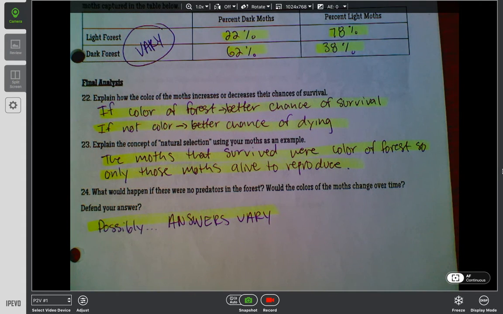If a light moth is dead, it literally cannot reproduce. It cannot pass on its genes. But if it's a dark moth that does survive, then it's able to pass on its genes because it's able to reproduce. What would happen if there were no predators in the forest? Would the colors of the moths change over time? Defend your answer. Your answer should probably be that the proportions shouldn't necessarily change because nothing is affecting it. You might be able to answer it very well in a different way, but in general, if nothing's forcing the moths to change their colors, you should have a pretty good mix of everyone.